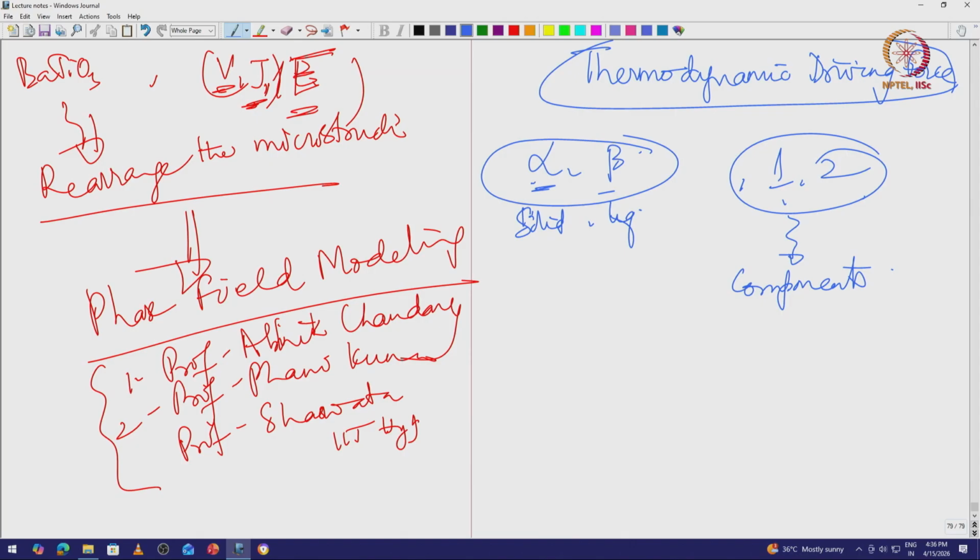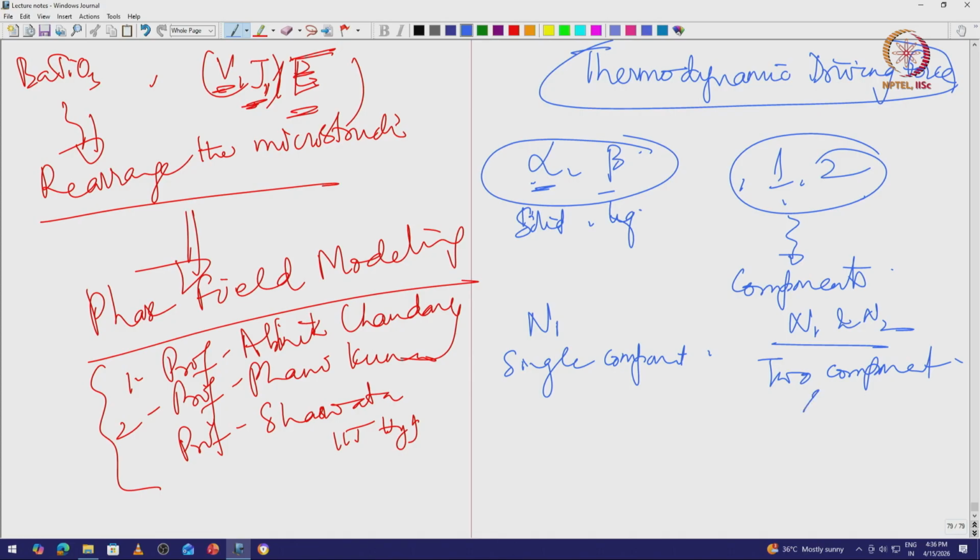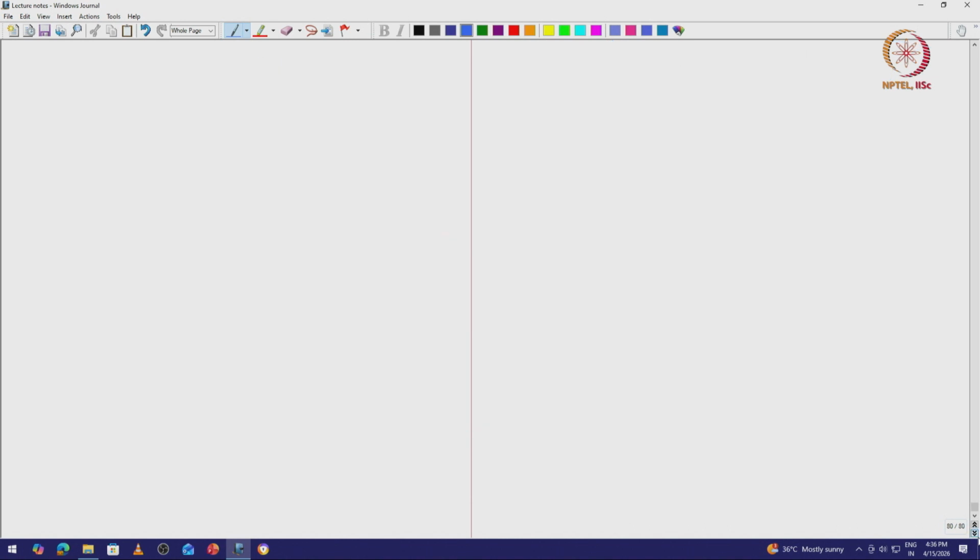Now, I said a single component system is just N1. If I have N1 and N2, then I call it a 2 component system, and in this course we are not going to look at more than 2 component systems. Let us start simple. Let us talk about single component systems.